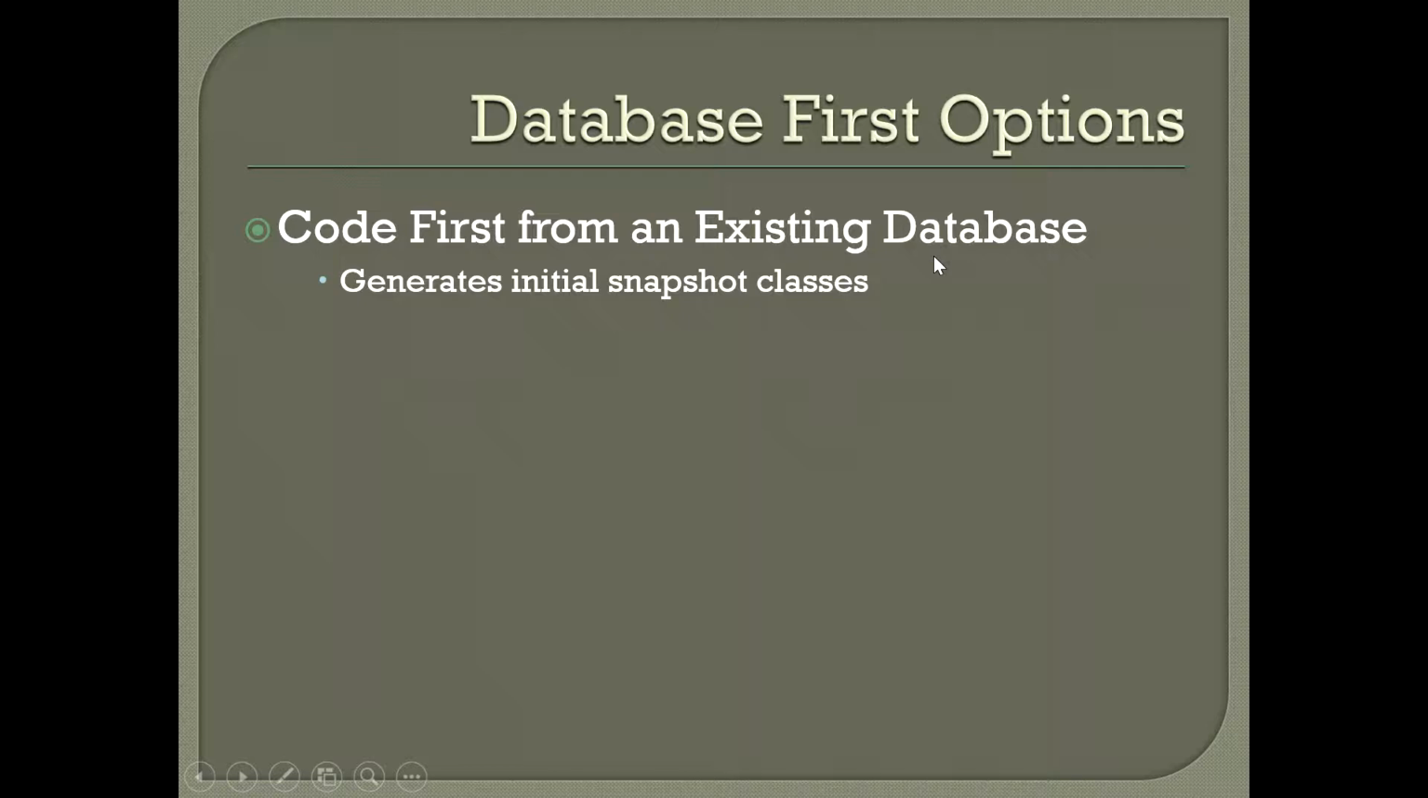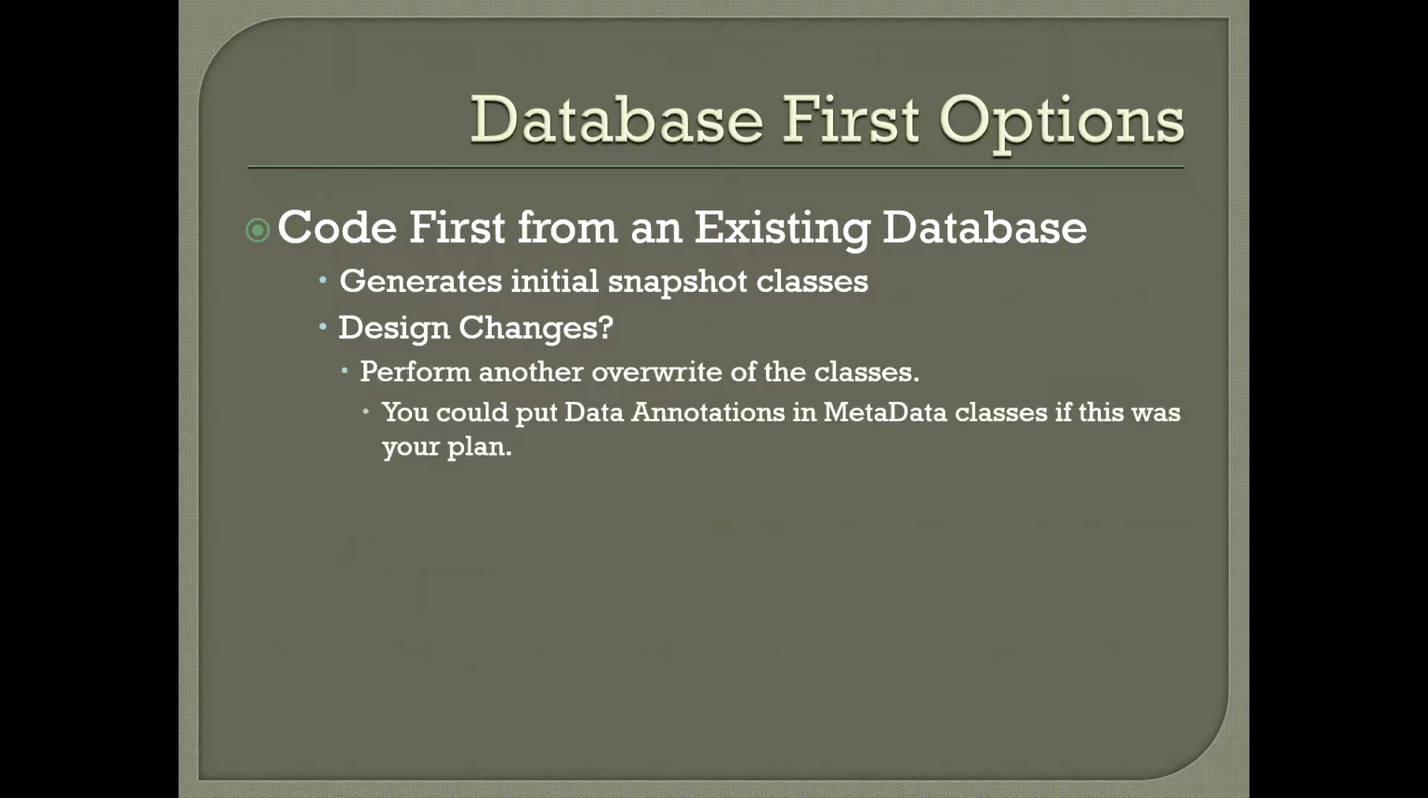So, code from an existing database. Basically, when we follow the wizard and select that option, it generates models. It's like a snapshot. The current status of our database design is reflected in the models that are created. But that's it. The question then becomes, what about design changes going forward? How do we handle that? There's really three main choices. We could do another override of the classes.